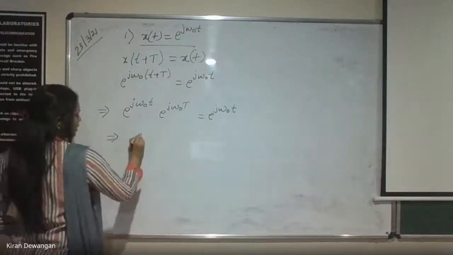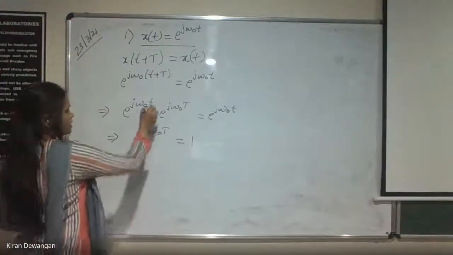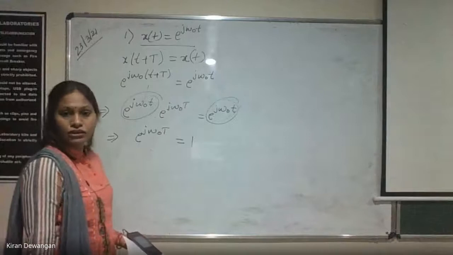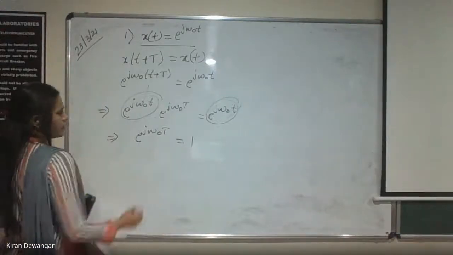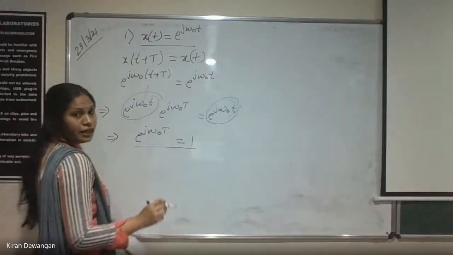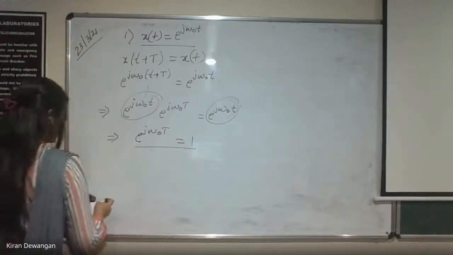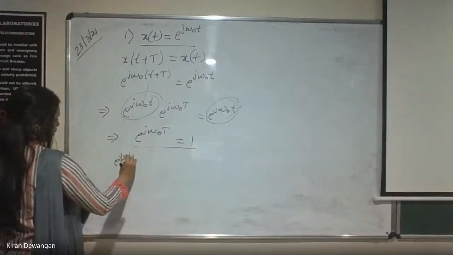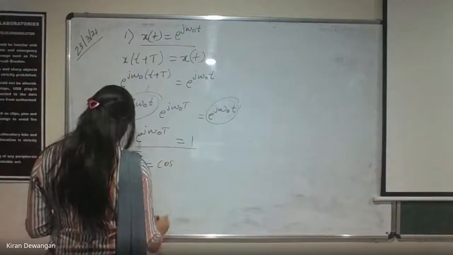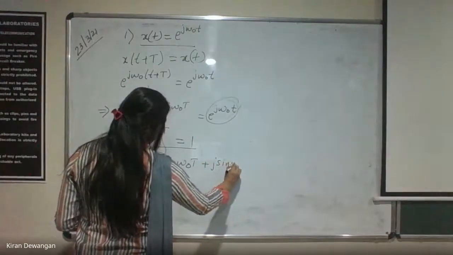Further, we can write e to the power j omega naught capital T should be equal to 1, because this value gets cancelled out. ये cancel हो जाएगा दोनों value, and finally we get the result that this should be equal to 1. Now for the signal to be periodic, इसमें क्या condition होनी चाहिए? e to the power j omega naught t can be written as cos omega naught t plus j sin omega naught t.